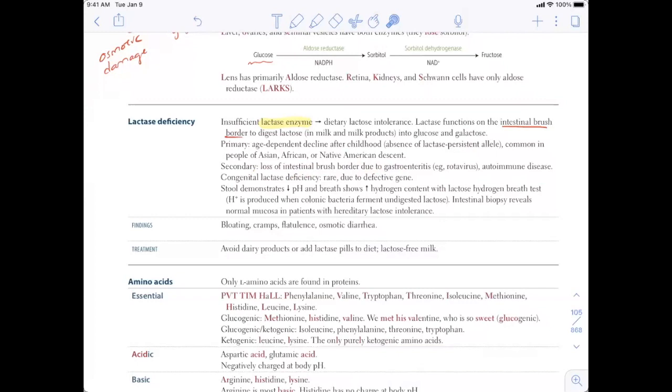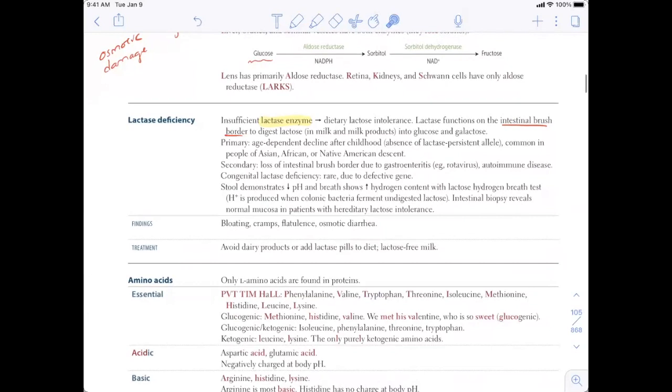Decreased pH, okay? And also you can have increased hydrogen content, right? With your lactose hydrogen breath test, right? Because remember, decreased pH goes together with more hydrogen. It's almost like creating an acidic environment, okay? So remember that.